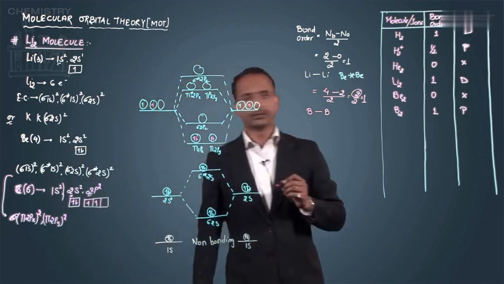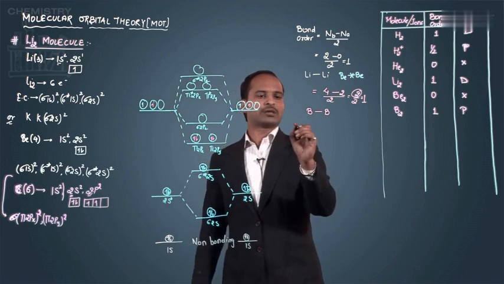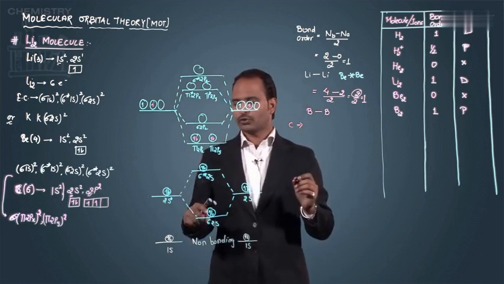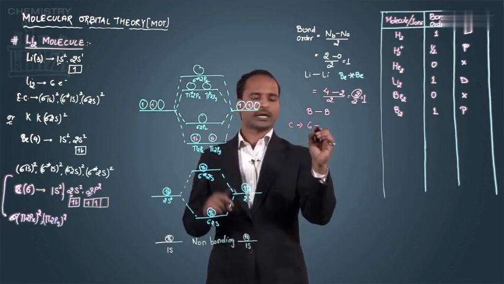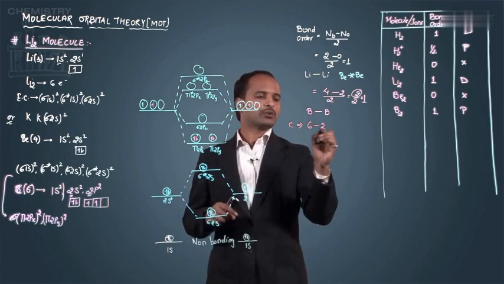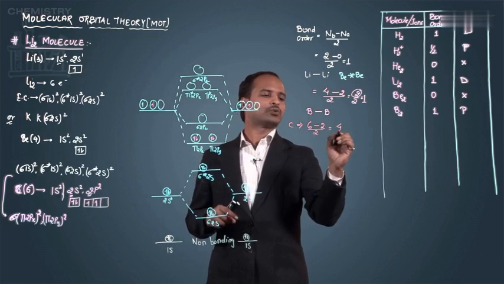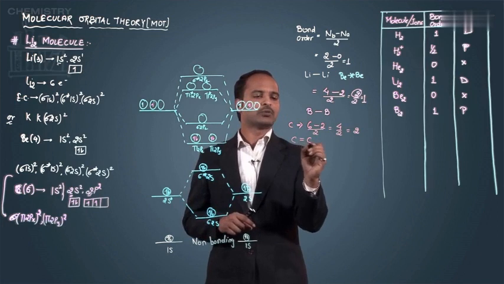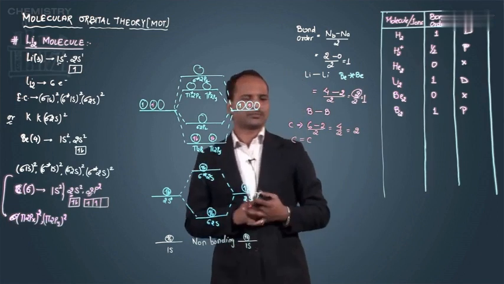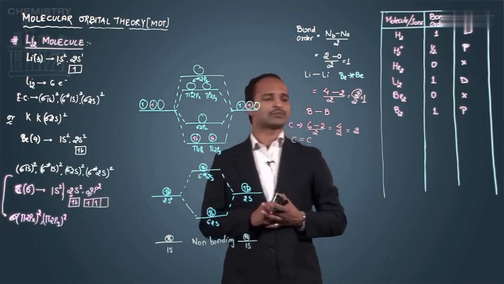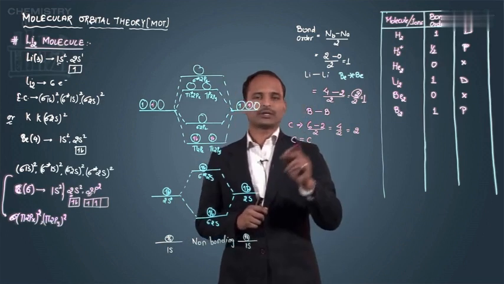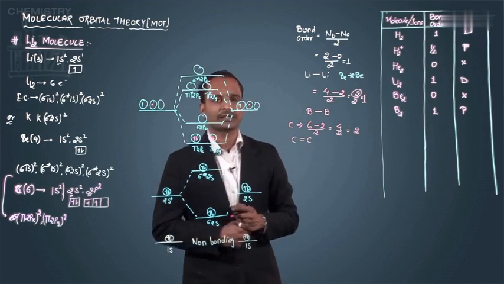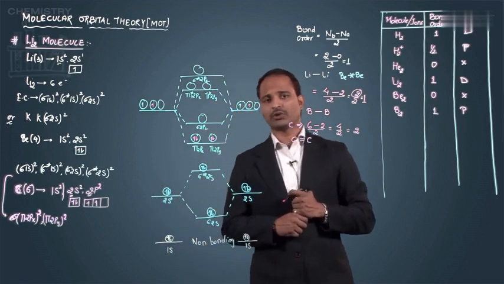So in the case of carbon, what will be the bond order? For carbon, I can say the bonding electrons are 2 plus 2 plus 2, that is 6, minus anti-bonding 2, upon 2, that is 4 upon 2, so 2 bonds are formed. In the C2 molecule, the 2 carbon atoms are bonded by a double bond. Generally, if there is a double bond between two atoms, then one is a sigma bond and one is a pi bond.